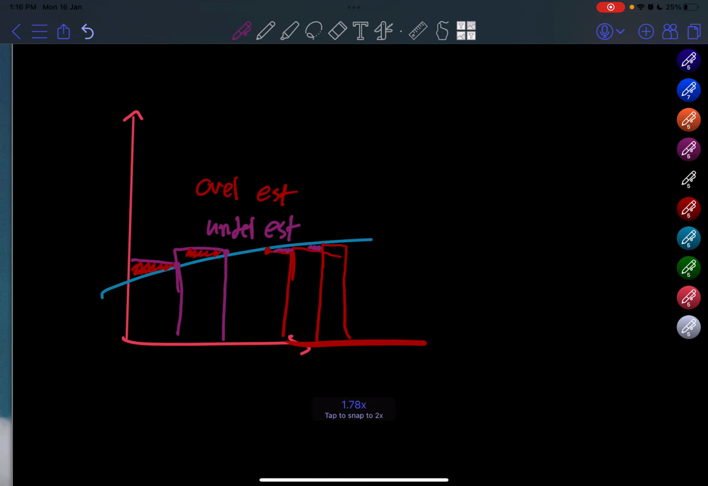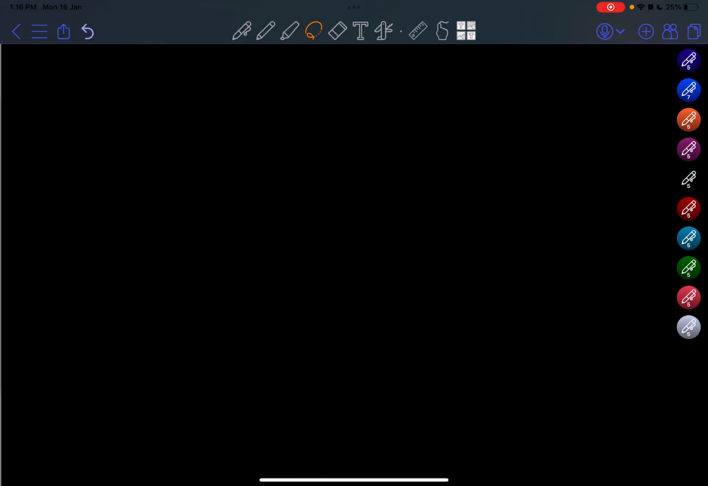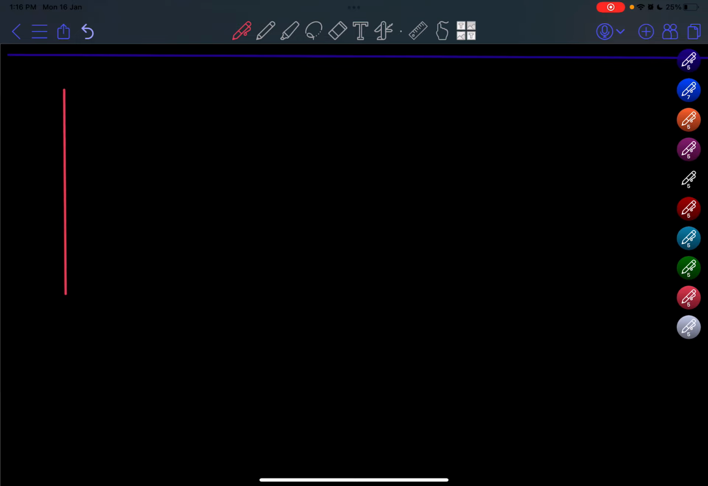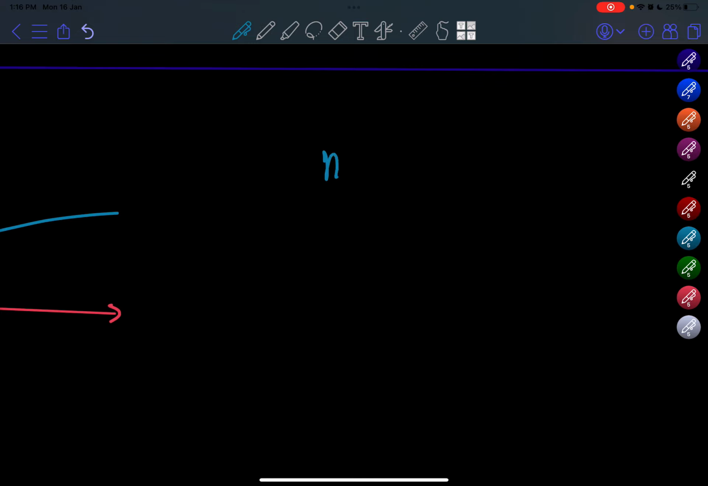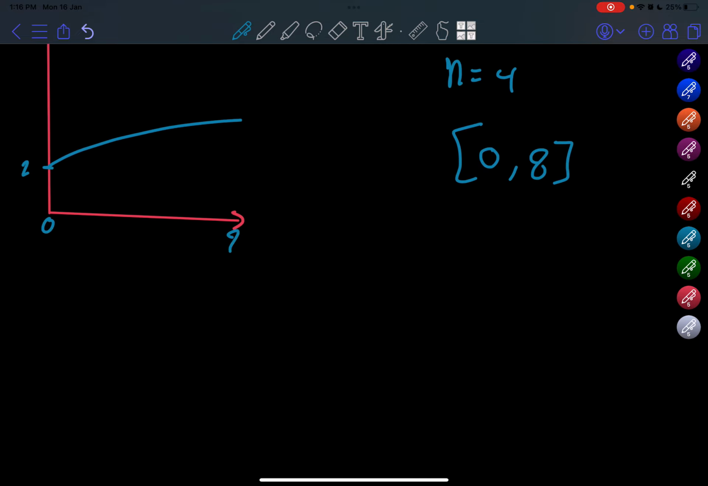Now let's start solving the questions. So let's draw a graph, and they ask us to draw the left sum and right sum of each question. The curve is from 2 here. It goes like this. The n equals 4. The interval is from 0 to 8. So let us draw. This will be 0 and this will be 8.